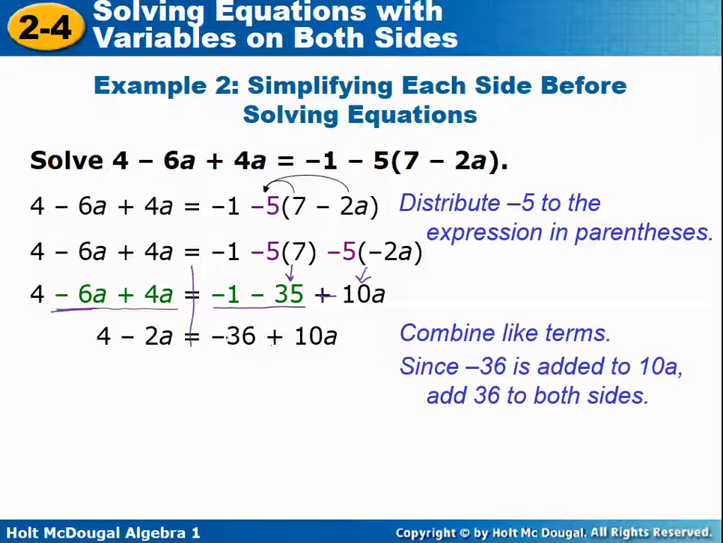Now they're moving the number first. I'm not going to do that. I'm going to combine, just like my sequence says, I'm going to put my like terms together first. So that would leave me with 4. I decided to add 2a to both sides. These cancel, and I'll have 4 equals negative 36 plus 12a. Now I have a two-step equation. It has negative 36 being added. I want to undo the negative 36, and the best way to do that is to add 36 to both sides. 4 plus 36 is 40.